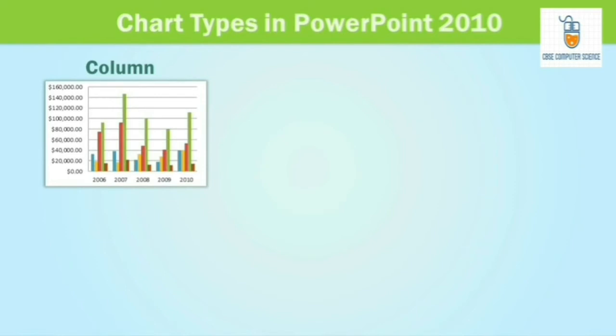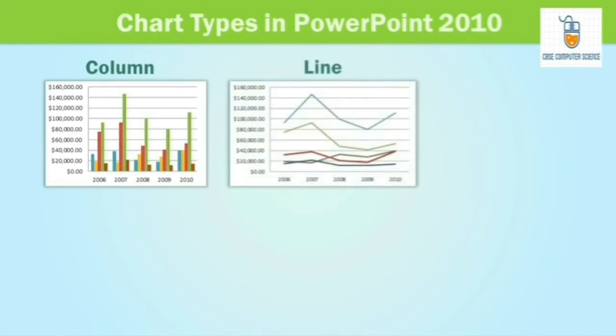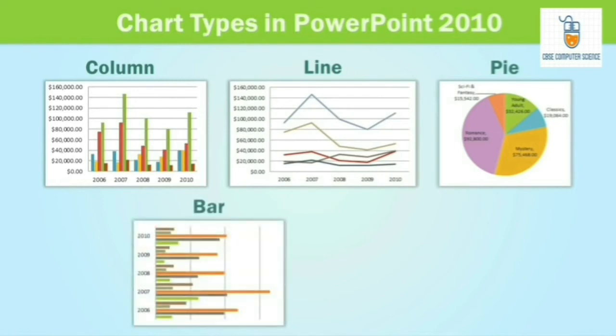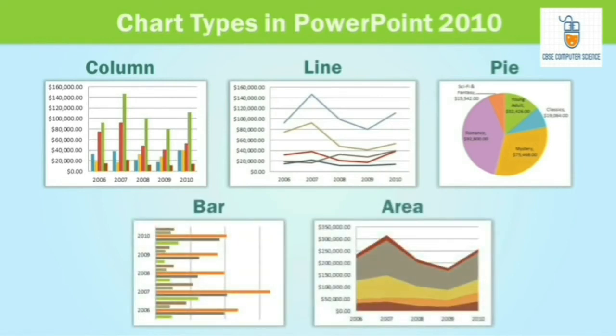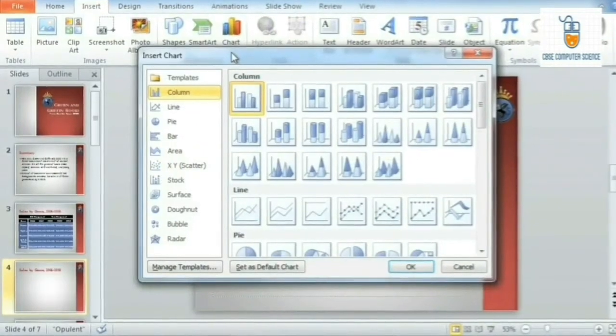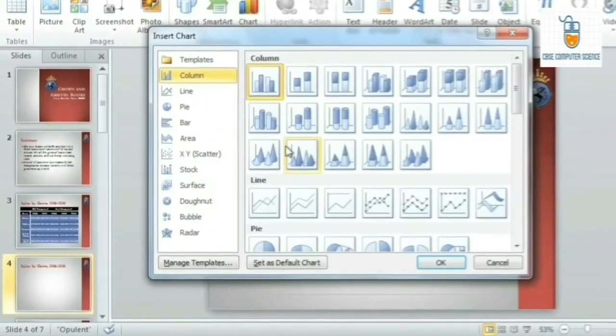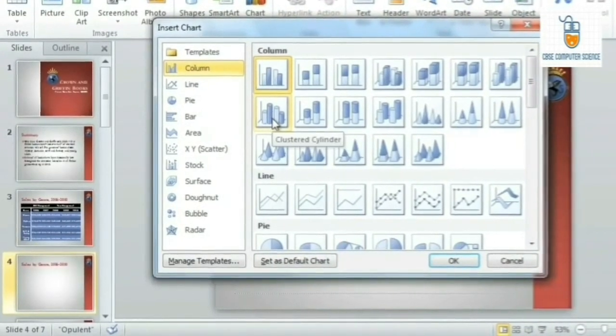So there are various types of charts available in PowerPoint 2010. A few of them are the column chart, line chart, pie chart, the most popular one, the bar chart, and then you have the area chart. So column chart, line chart, pie chart, bar chart and area chart are a few frequently used charts in Microsoft PowerPoint. So we just go to Insert, we click on the Chart option.